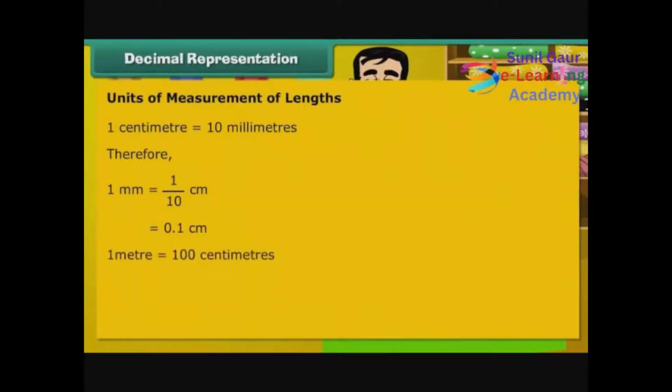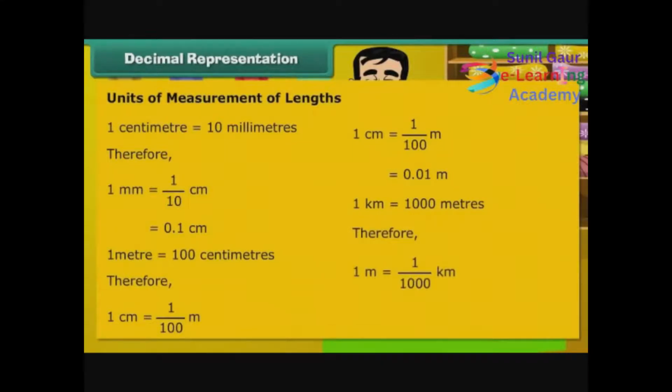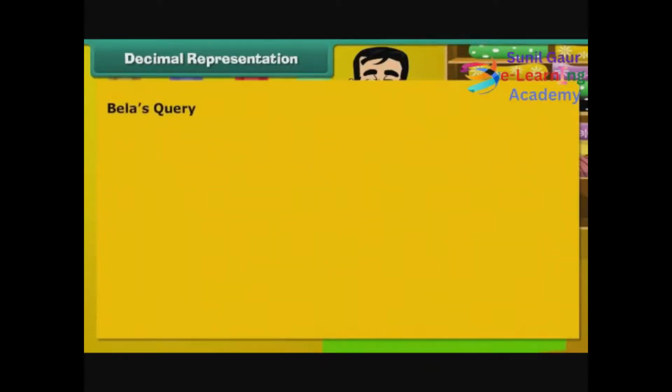1 meter is equal to 100 centimeters. Therefore, 1 centimeter is equal to 1/100 meter. That is equal to 0.01 meter. 1 kilometer is equal to 1000 meters. Therefore, 1 meter is equal to 1/1000 kilometer. That is equal to 0.001 kilometer.